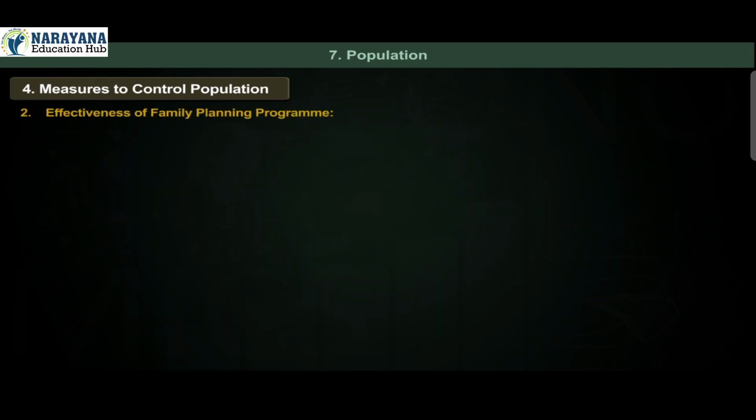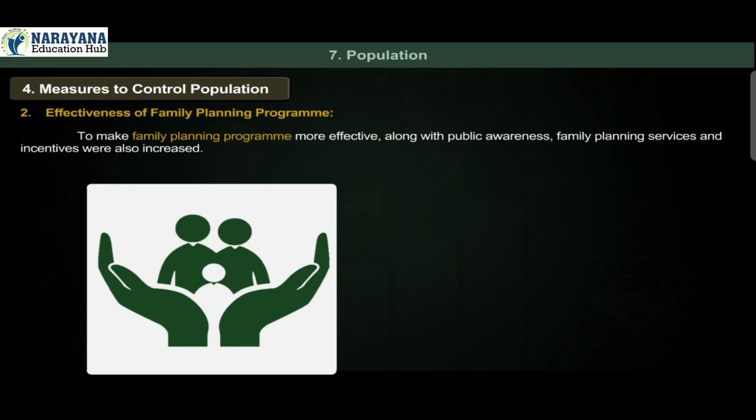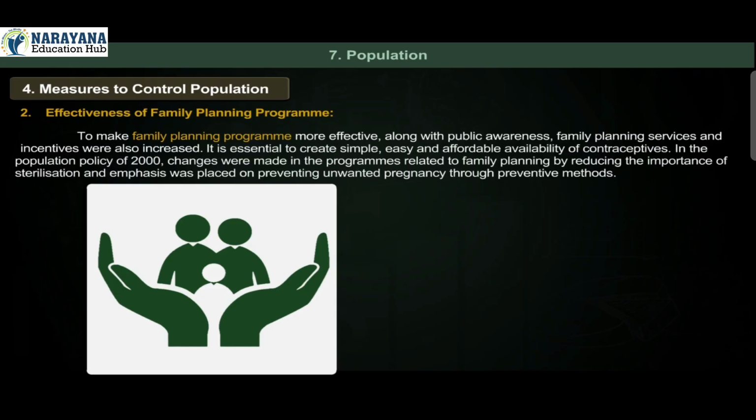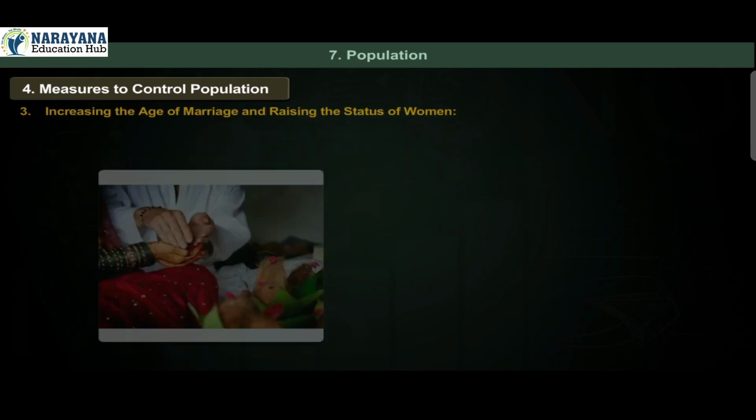Effectiveness of family planning program. To make family planning program more effective, along with public awareness, family planning services and incentives were also increased. It is essential to create simple, easy and affordable availability of contraceptives. In the population policy of 2000, changes were made in the programs related to family planning by reducing the importance of sterilization and emphasis was placed on preventing unwanted pregnancy through preventive methods.